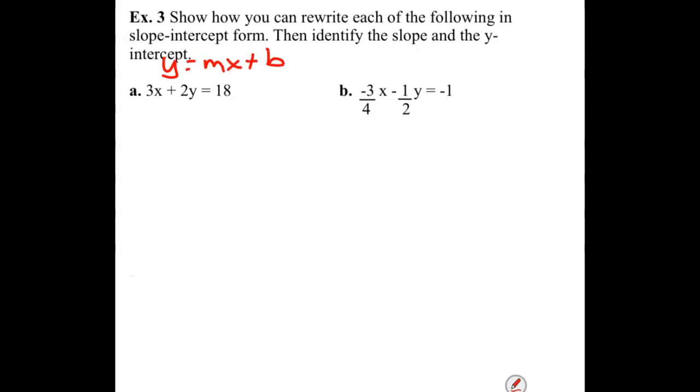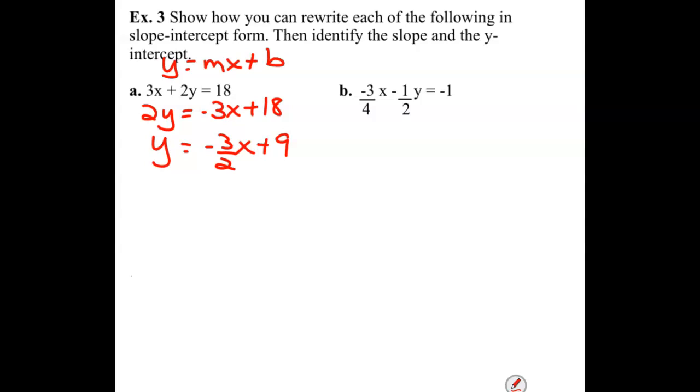We want to get y by itself. What do we have to do? Subtract the 3x and divide everything by 2. Notice I said divide everything by 2, right? So the slope gets divided by 2, the y-intercept piece gets divided by 2.